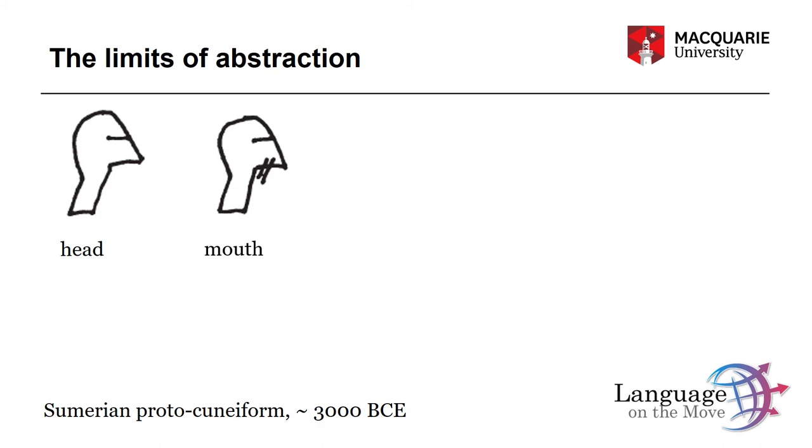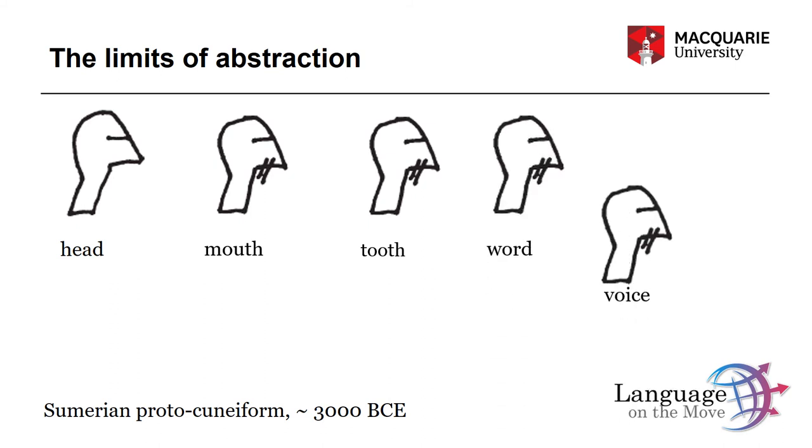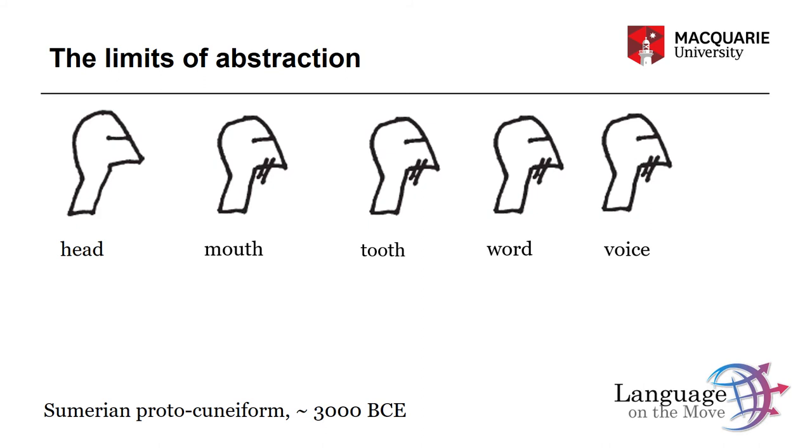Then they wanted a sign for tooth. Same thing. Then they wanted a sign for word, same thing. Then they wanted a sign for voice, same thing. Then they wanted a sign for to speak, same sign. So you can see that the first and most important strategy that I've outlined to you, to start from a pictogram, from an image of a concrete object, really doesn't go all that far once we try to find signs for more complex concepts.